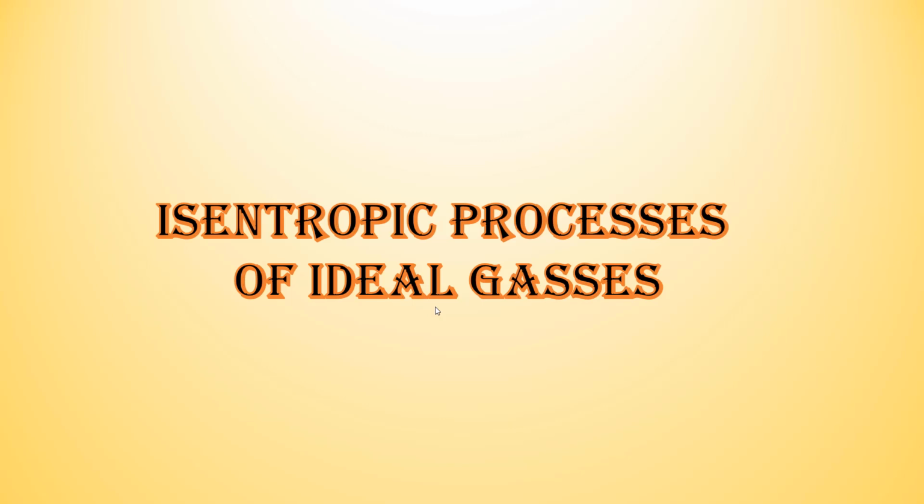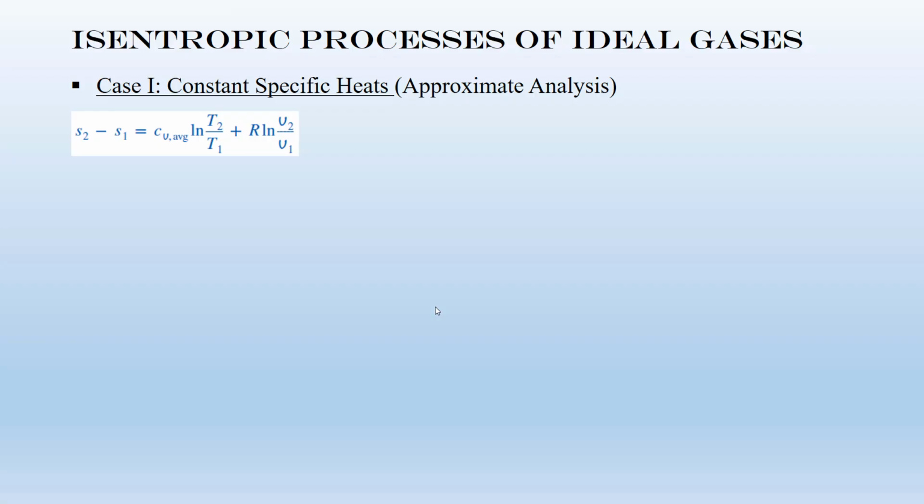Isentropic processes of ideal gases. So you learned that isentropic processes are adiabatic and reversible processes. So reversible and adiabatic processes are isentropic processes. Here we can develop some useful equations for isentropic processes of ideal gases. To develop these correlations, if you remember, we already developed three different equations to calculate the delta S for ideal gases.